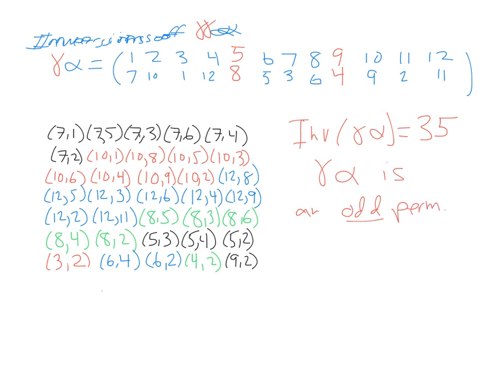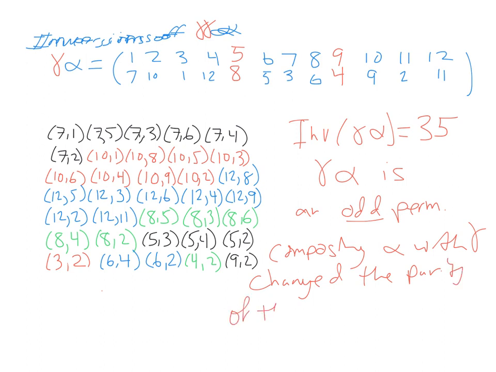So in other words, composing alpha with gamma changed the parity of the inversion number, and we're also going to say that that means it changed the parity of alpha, and we'll just leave it at that.